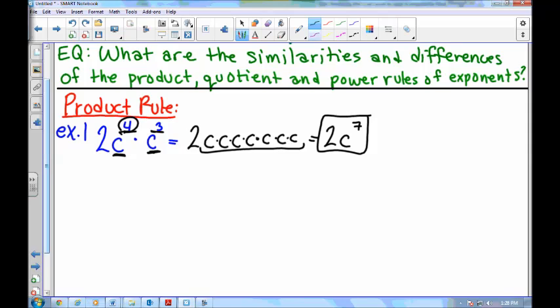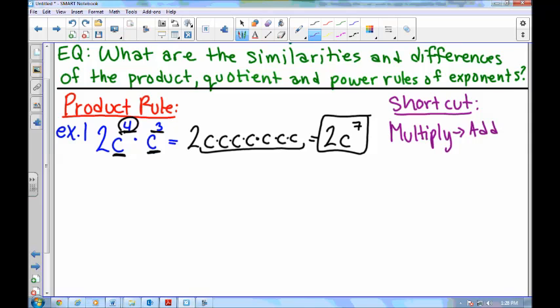So let's do color. Shortcut: when we multiply terms with exponents that have a common base, we add the exponents. Multiply, add. Multiply, add. In the next couple of days, you'll be watching a video, and we use that a lot. Multiply, add. Multiply, add. So memorize that.